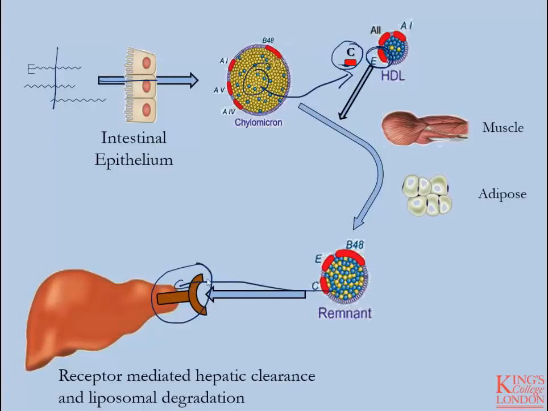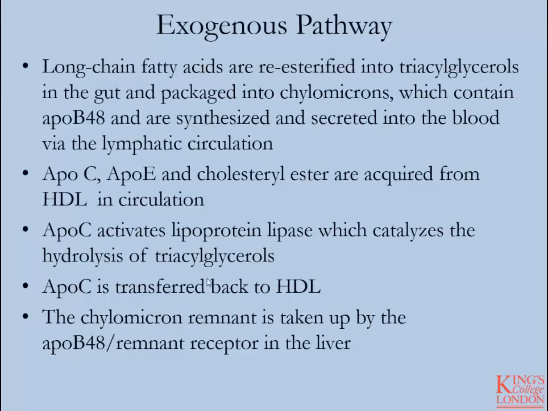Finally, some notes on the exogenous pathway. Long-chain fatty acids are reesterified into triacylglycerols in the gut and packaged into chylomicrons, which contain ApoB48. These chylomicrons are then secreted into the lymphatic system, where they eventually circulate through the body in the peripheral circulation. ApoC, ApoE, and other cholesterol esters are required from HDL while in circulation.